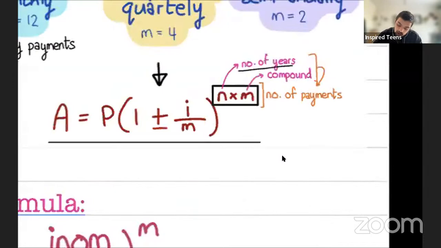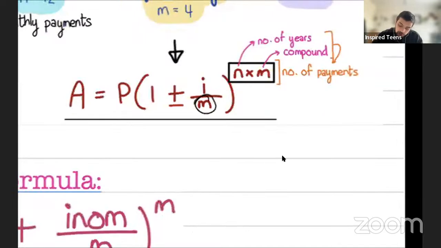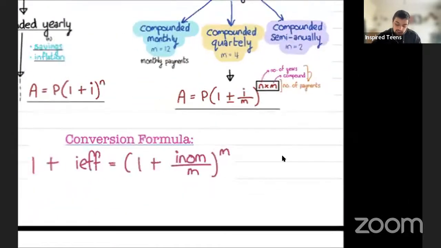Number of years, N times M. Okay, again, this N times M could be replaced by number of payments. It would mean the same thing. You take the number of years multiplied by how many payments you're going to make each month. It's going to give you the total amount of payments that you're going to make. Okay, and of course this M is compound as well. A stays the same, P stays the same, everything stays the same.